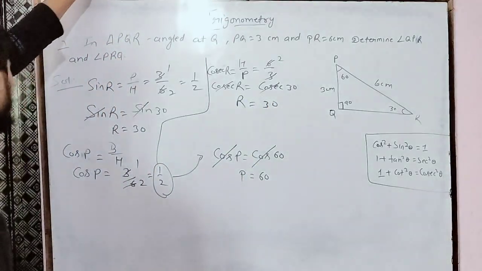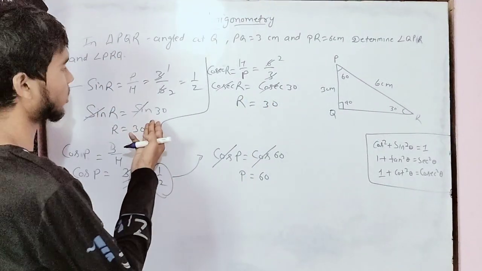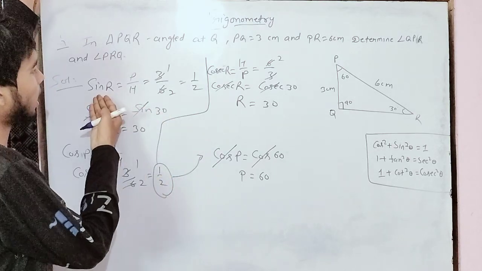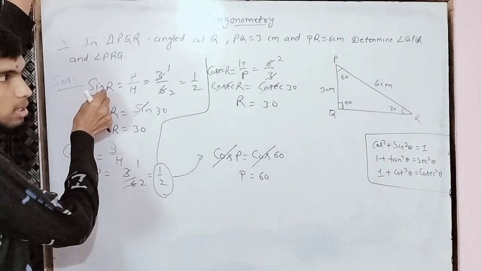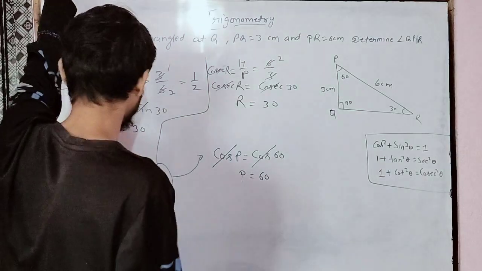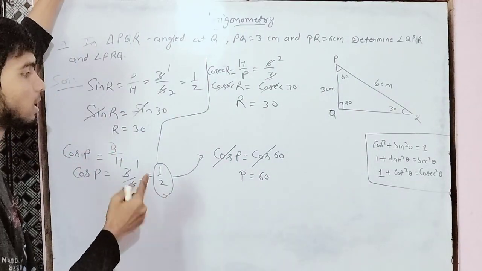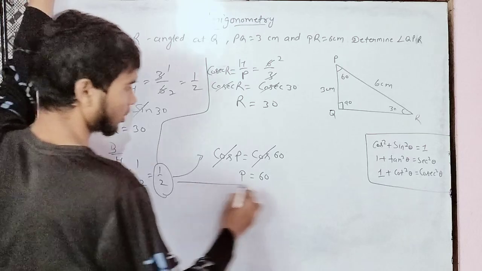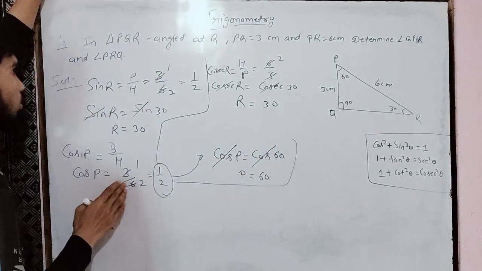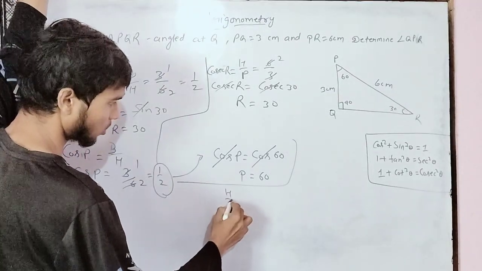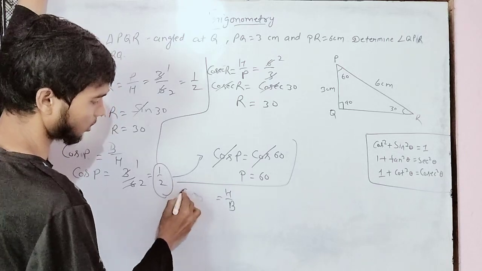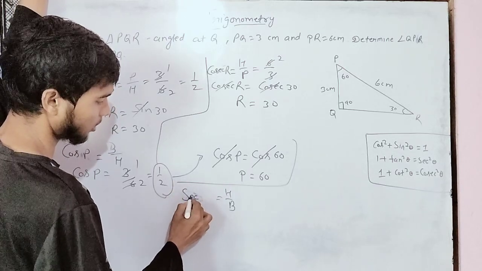We got 30. So either you can use this ratio, otherwise you can take this ratio. Now what about this? It can be solved in another way by taking H upon B. So as you know, H upon B is what? Sine, not sine, sec theta. Okay, sec theta. Clear?